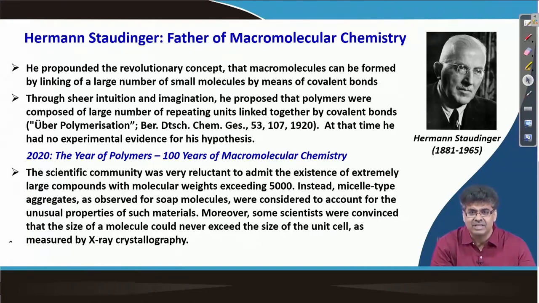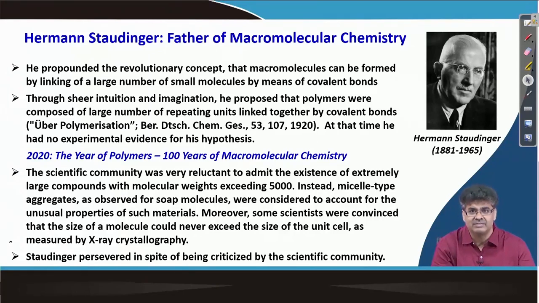However, it was not easy for him to convince the scientific community. The contemporaries were very reluctant to admit the existence of extremely large compounds with molecular weight exceeding 5000. As I mentioned earlier, they believed that these polymers were nothing but micelle-type aggregates, like those observed for soap molecules, which accounted for the unusual properties of polymeric materials like high viscosity. Moreover, some scientists were convinced that the size of a molecule could never exceed the size of the unit cell as measured by X-ray crystallography.